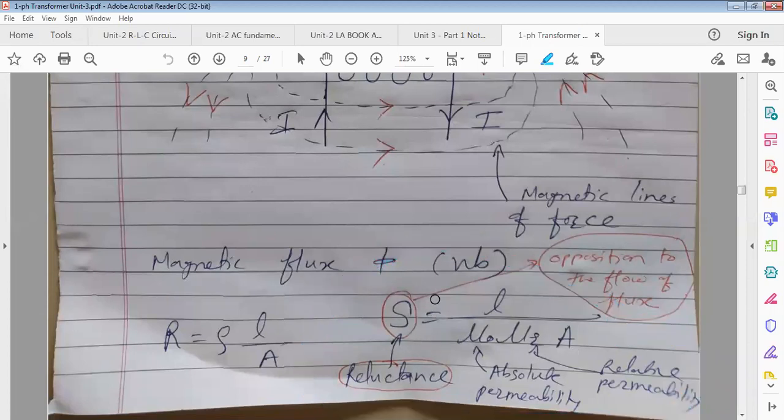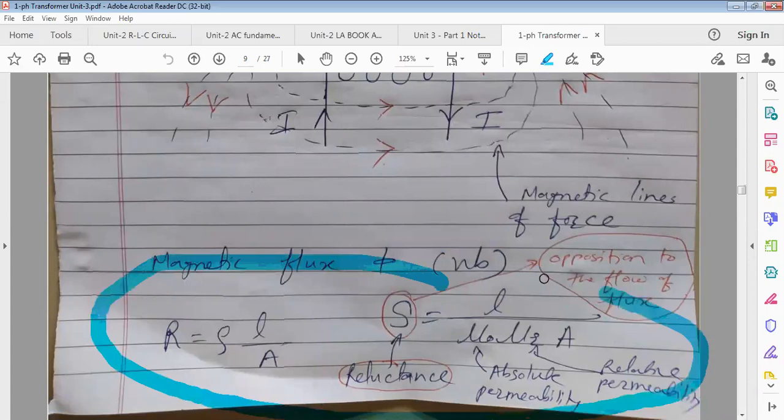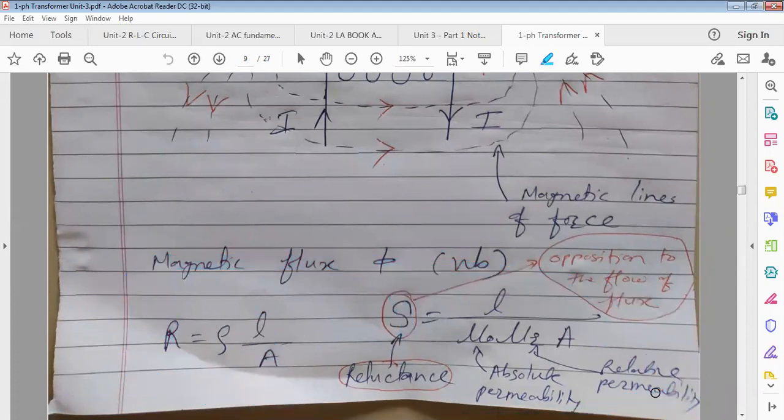All of you can see some similarities between electric and magnetic circuits. Like current in an electric circuit is equivalent to flux in a magnetic circuit. R in electric is equivalent to S, isn't it? The formula also you can see, almost the same: L by A, L by A. Okay. So there are a few similarities and dissimilarities between electric and magnetic circuits.